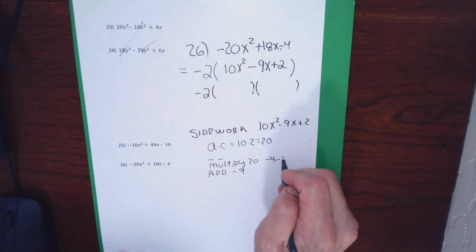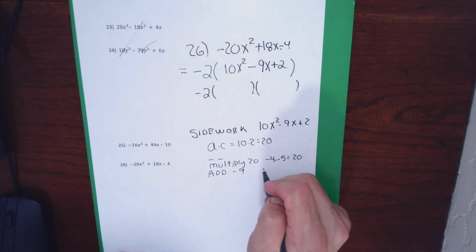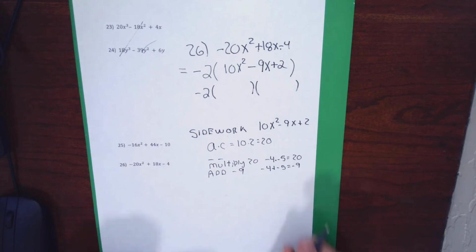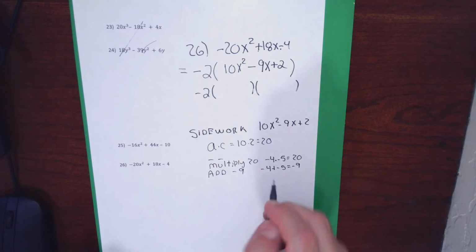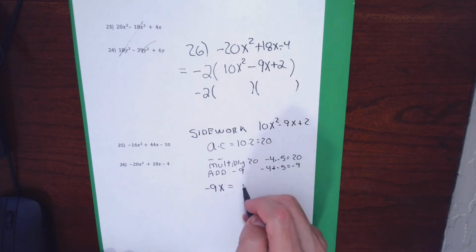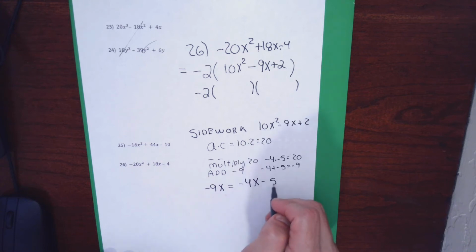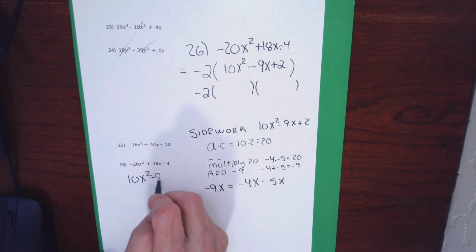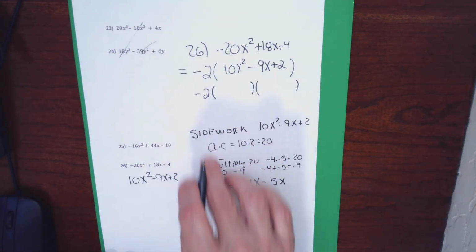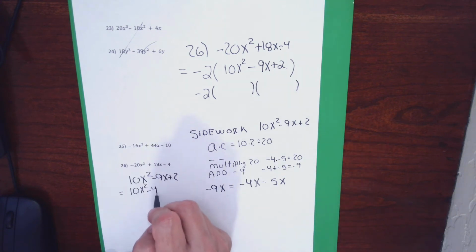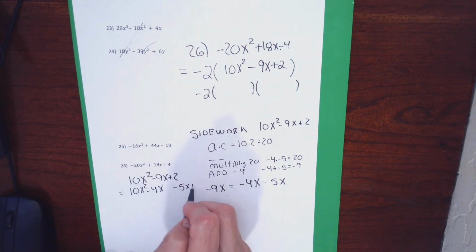And again, I'm just going to save time. I'm going to write those numbers down that I could do in my head. But you can write down every possible pair of factors if you need to. But the numbers are going to be -4 and -5. Because if you multiply -4 and -5, you get +20. If you add -4 and -5, you get -9. So I'm going to rewrite the -9x as -4x minus 5x. And in my efforts to factor 10x squared minus 9x plus 2, I'm going to use this information to rewrite it as 10x squared minus 4x minus 5x plus 2.